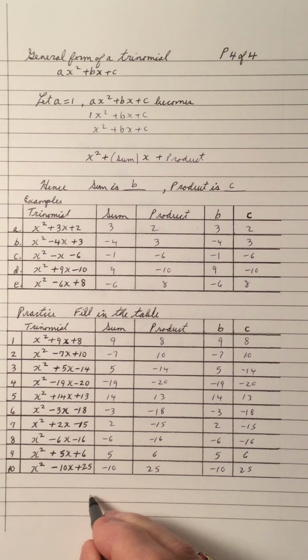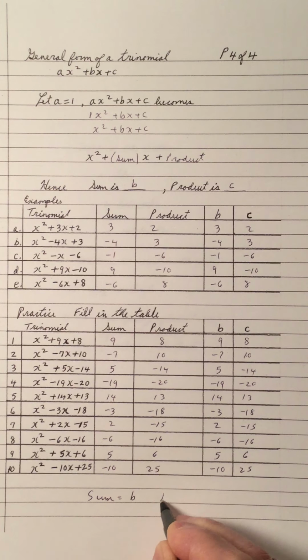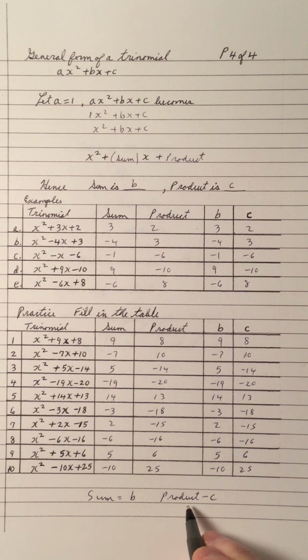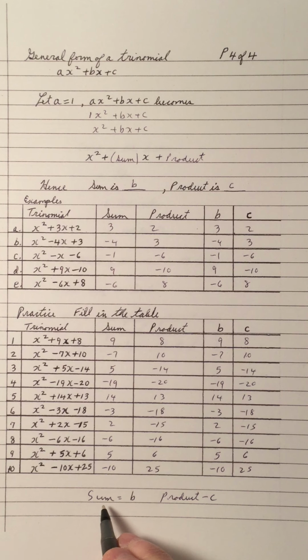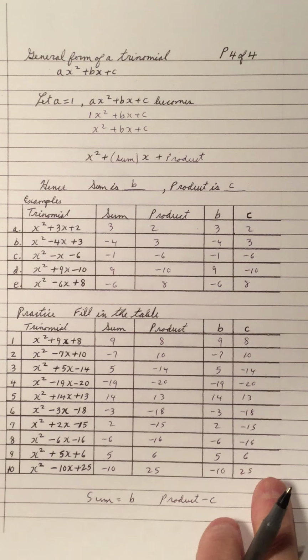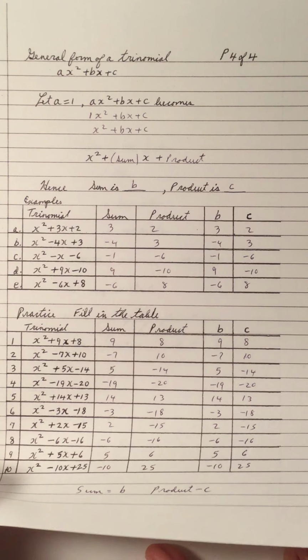Just to make sure, sum is the B, product is the C. And remember, the product comes from multiplying the last terms of the binomials, and the sum comes from getting the sum of the product of the outside and the product of the inside added together. So that's developing a pattern to get us ready to do the factoring and understand what we're doing.